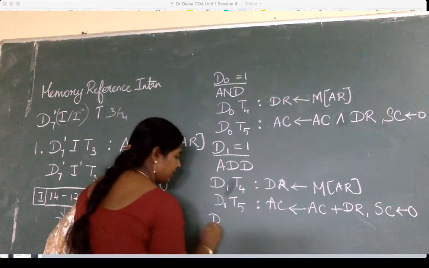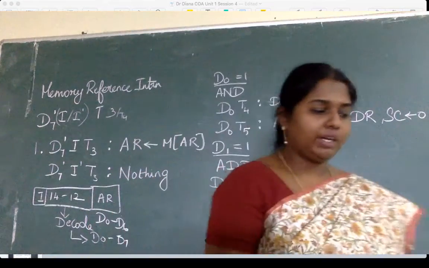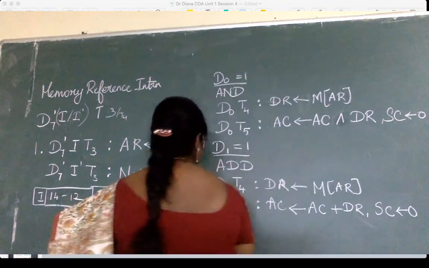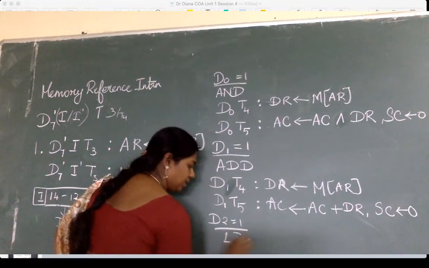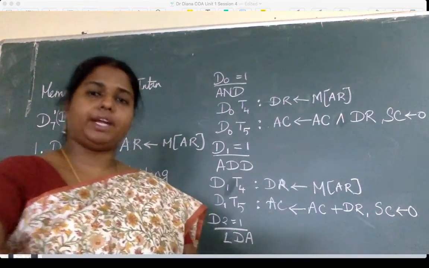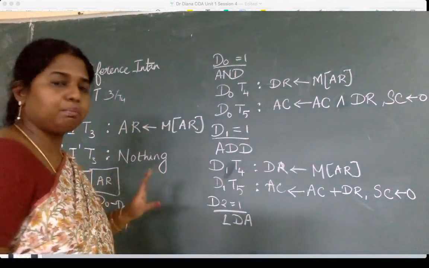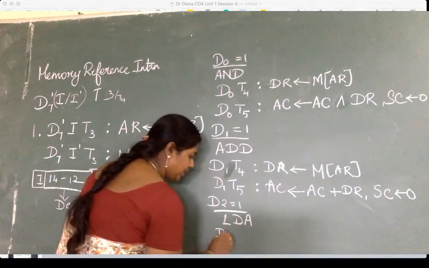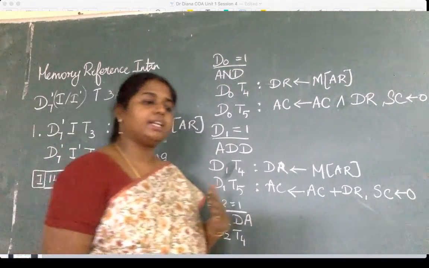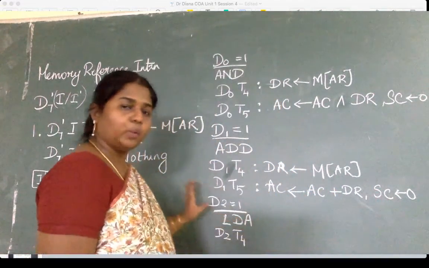The next instruction is at D2 equal to 1. So the instruction when D2 is equal to 1 is called load accumulator. Load accumulator means LDA. This is a simple read operation when I try to read whatever content is there in memory into the accumulator. So I have to mention D2 at time cycle T4. I should bring the content into the accumulator.